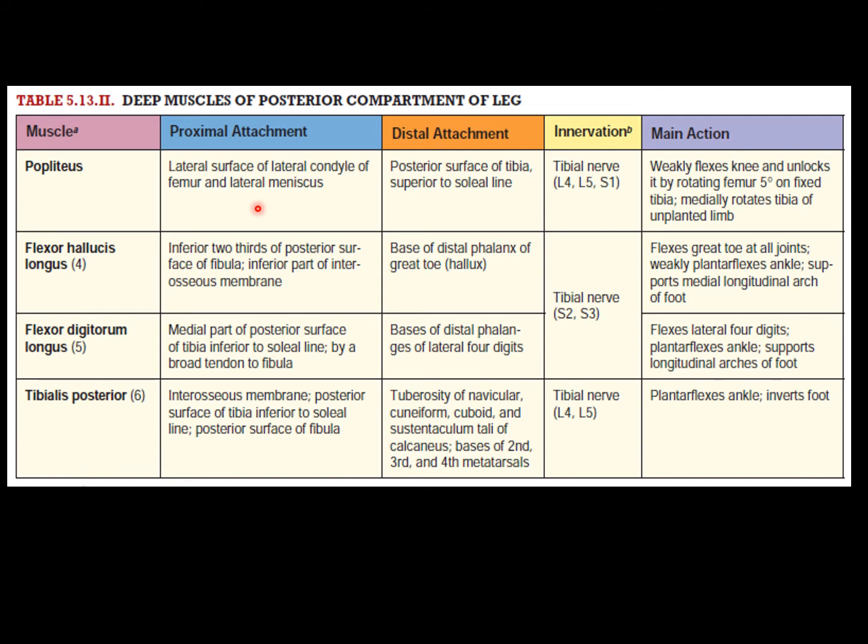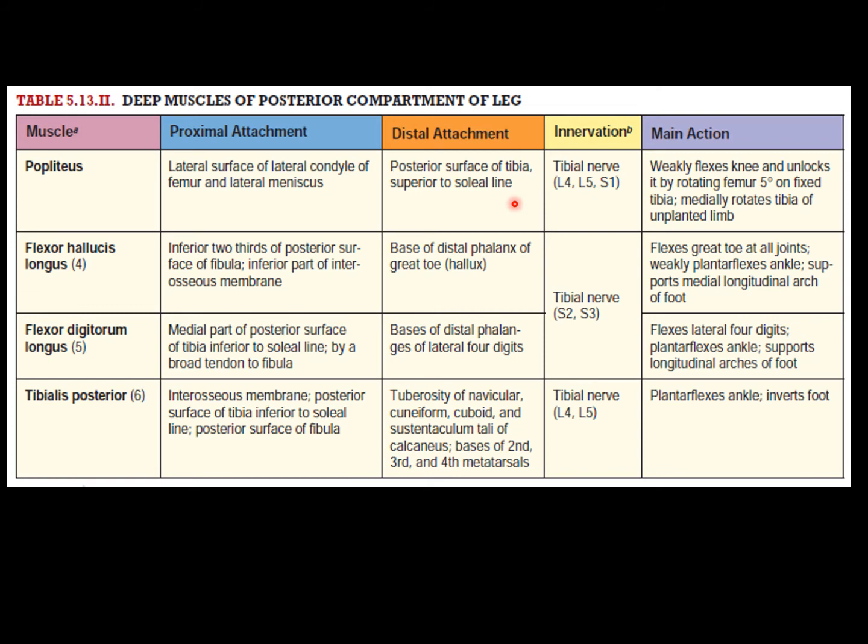So it has an intracapsular origin. There are only a few muscles in the body which have intracapsular origin. Popliteus is one of them, and the other we have already talked about in the upper limb is the long head of biceps, which is taking origin inside the capsule. So in the same way, popliteus is also taking origin inside the capsule of the knee joint, arising from the meniscus as well as the lateral condyle, and attaches to the posterior surface of the tibia superior to the soleal line.